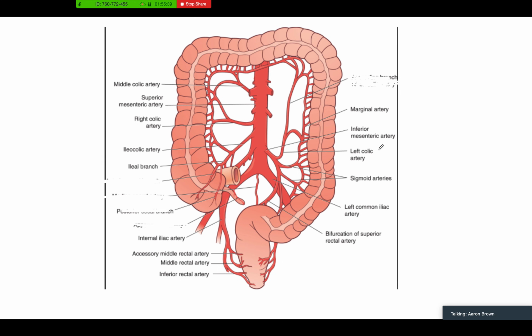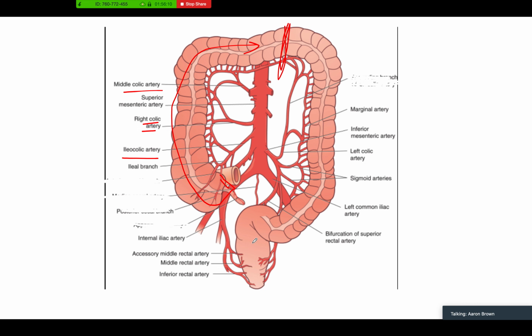So moving down into our superior mesenteric artery. Our superior mesenteric artery is going to give a few important branches. Our ileocolic artery is going to be a branch of the superior mesenteric. Right colic artery for our ascending part of the colon. And our middle colic artery for 2/3 of the transverse colon.